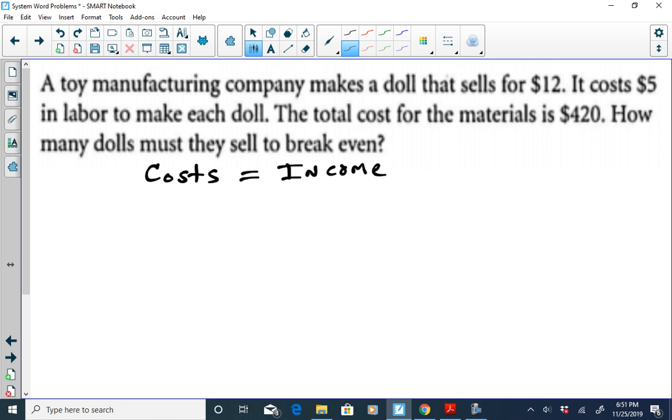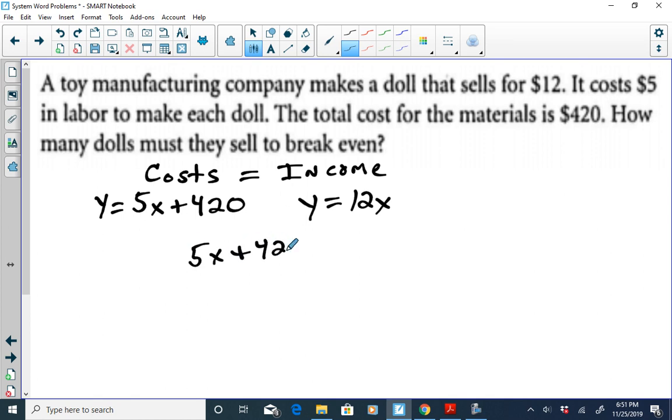So your cost equation: your costs are y is equal to $5 for each doll plus the 420, that's supposed to be 420. Your income, y is equal to $12 for each doll. And we want to set your costs and income equivalent to each other. So we write the following equation: 5x plus 420 is going to be the same as 12x. Your costs equal your income. And then it's a nice simple equation that we solve.